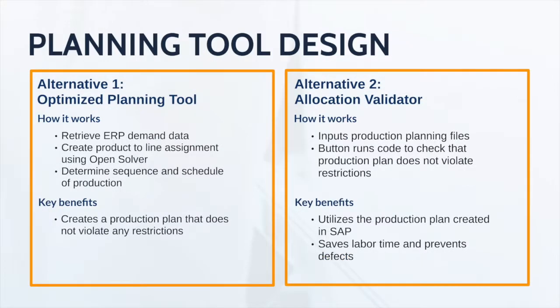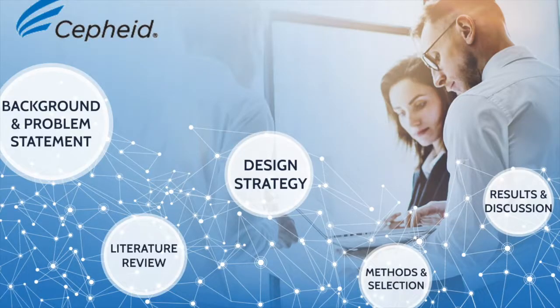For the planning tool, our first alternative was an optimization model that used the restrictions database, SAP demand data, and an advanced version of Excel solver to create a production plan. The second alternative is an allocation validator that reads in the production plan from SAP and ensures that each allocation does not violate any of the restrictions found in the database. This alternative requires much more VBA coding, while the optimization model can be completed primarily in OpenSolver.